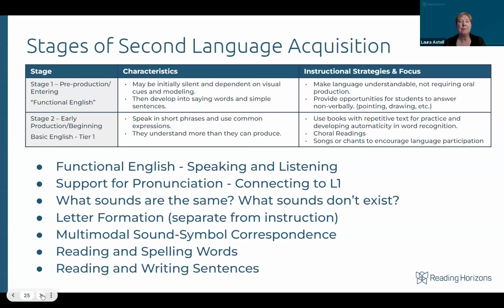And then obviously multimodal sound symbol correspondence. So connecting sounds and letters, listening, speaking, reading, and writing them. And then we start with reading and spelling words, and then we move to reading and writing sentences, very simple sentences in the beginning.